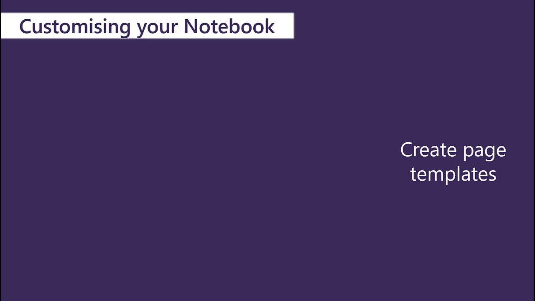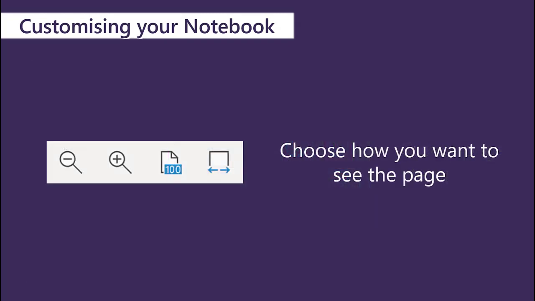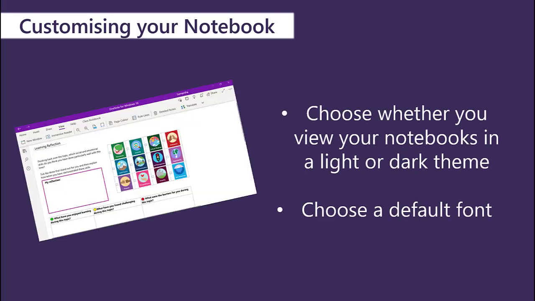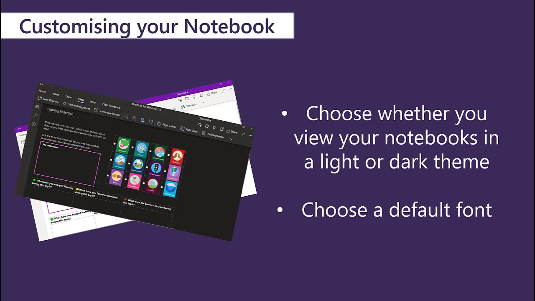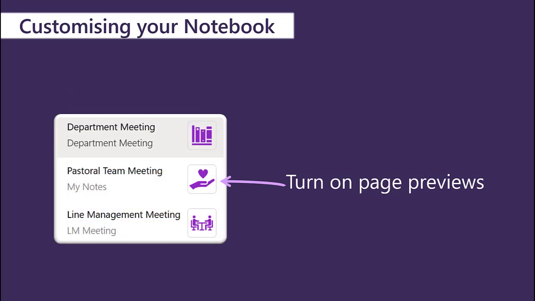We will look at how to set a page as a template page for a section, as well as how to zoom in and out of pages so that we can see all of the content on a page in one screen. This is useful if your content goes over a standard page size. We'll go through how to make OneNote appear in light or dark mode so that you can choose what suits you best. We will explore the benefits of giving your notebooks personalised nicknames and how to colour code them as well. We'll find out how to turn on page previews to give you visual cues for the content of pages.